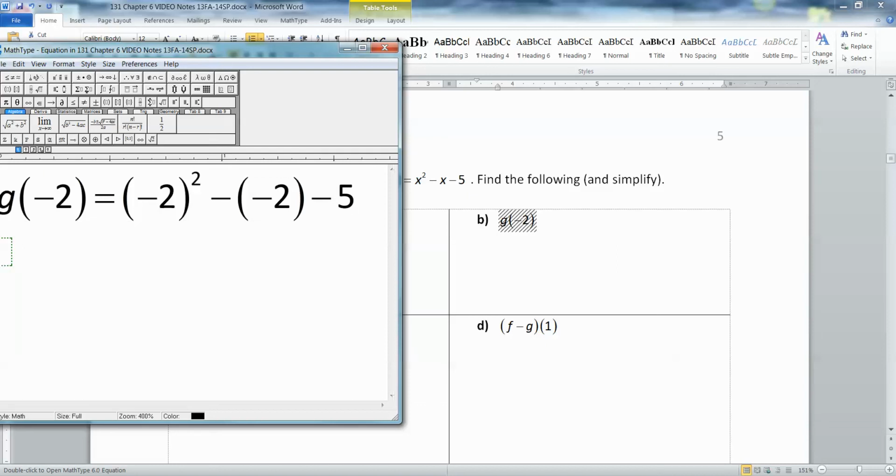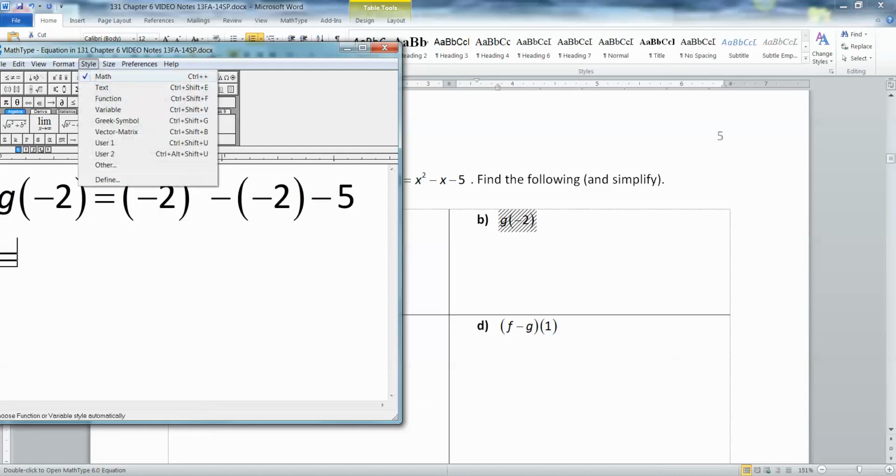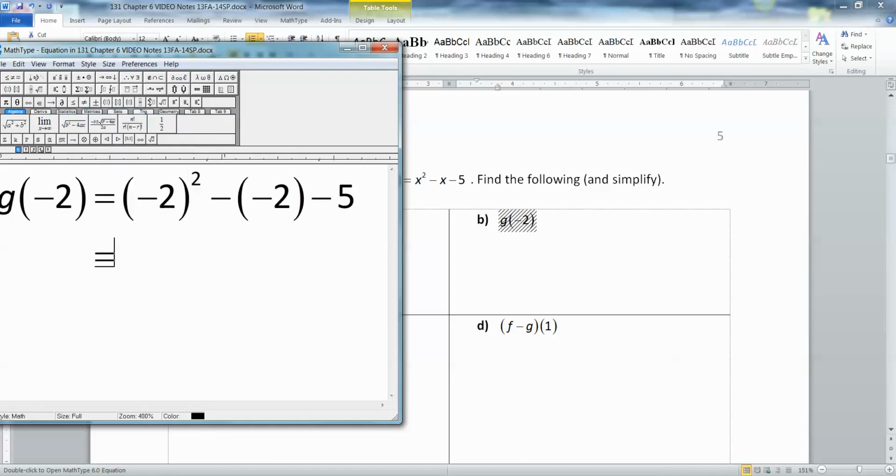Okay, so this is equal to (-2) squared. All right, so (-2) squared is -2 times -2, which is positive 4. And then minus a -2, let's put it that way, minus the opposite of 2, is plus 2, minus 5. So this is equal to 6 take away 5, which is 1. There we go.